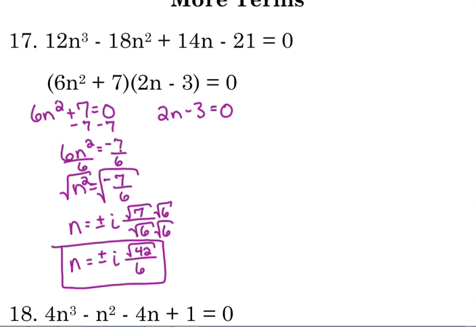So there's 2 solutions. How many am I expecting? 3, because it's n cubed. So I got to solve my other one. Add the 3, divide by 2, n equals 3/2. So those are my 3 solutions. One of them is real, 2 of them are imaginary. So this cubic function is only going to cross the x-axis 1 time. Even though it's a cubic function, we expect it to cross 3 times, but 2 of them are imaginary, so it's only going to cross once.